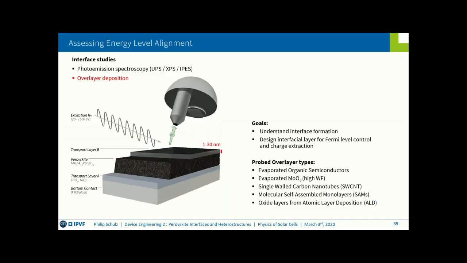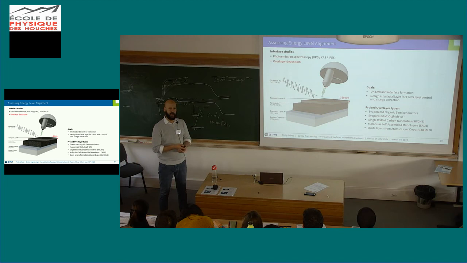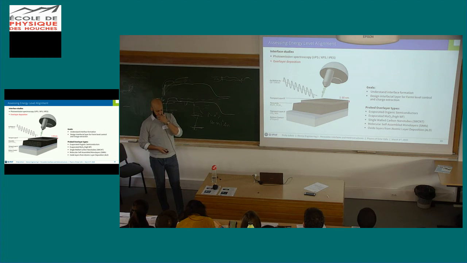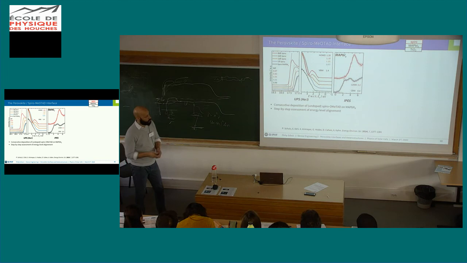The probed overlayers that we looked at were organic semiconductors, so the typical hole transport materials in perovskite cells, but also high work function oxides and single-walled carbon nanotubes. We can use self-assembled monolayers like the dithiolates that I showed you before, though you need to go to a different chemistry. And then also oxide layers by atomic layer deposition. The technique is not exotic, but it's not as readily done in this community. Now, this is how it looks. In order to keep you on track, if you get lost, I always have this small cartoon up here to show what system we are currently talking about.